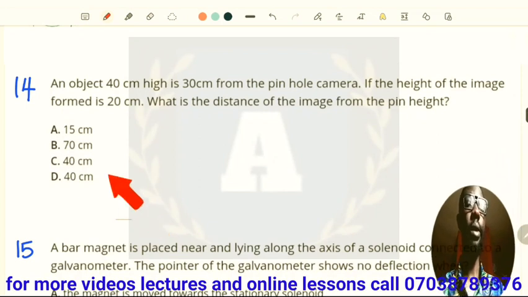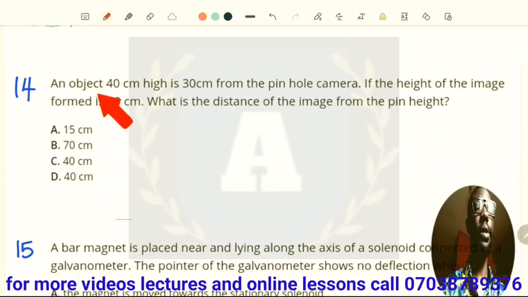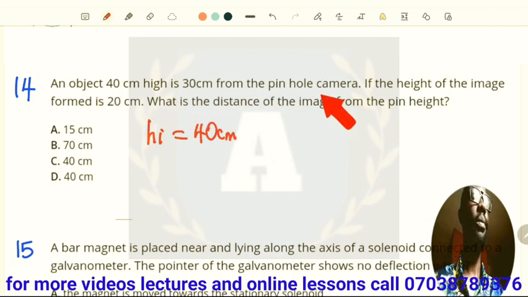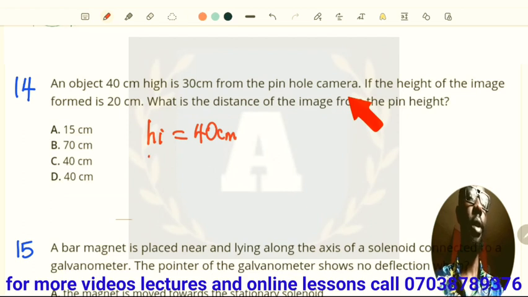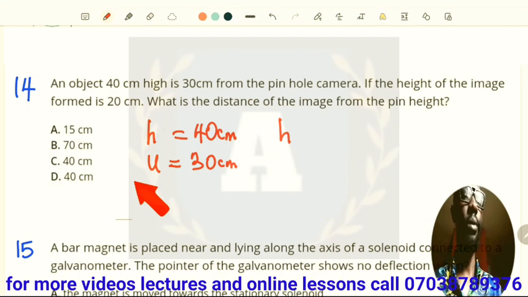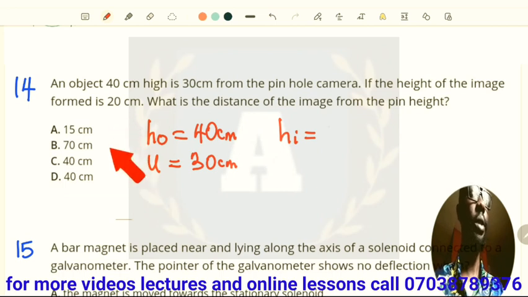The question says an object 40 centimeter high, okay, the height of the object has been given to be 40 centimeter, is 30 centimeter from the pinhole camera. All right, so the object distance is 30 centimeter. If the height of the image formed is, so now, the object height is HO. The height of the image formed is 20 centimeter, that is HI. What is the distance of the image?